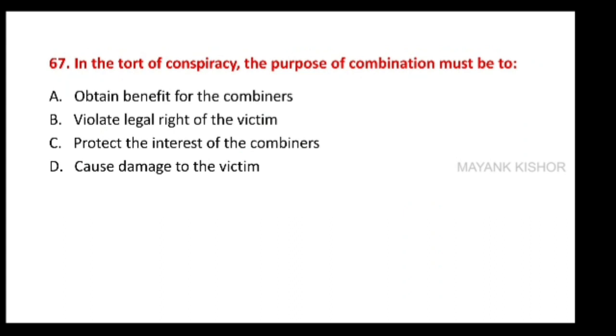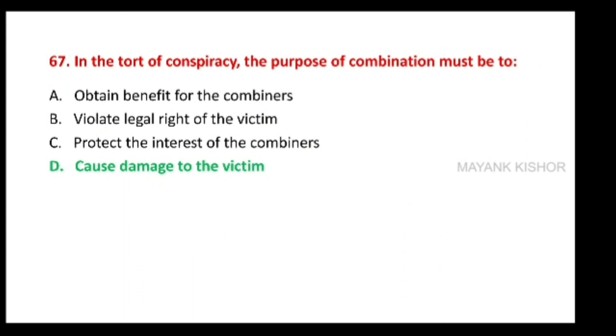Next question, question number 67. In the tort of conspiracy, the purpose of combination must be to option A, obtain benefit for the combiners. Option B, violate legal rights of the victim. Option C, protect the interest of the combiners. Option D, cause damage to the victim. And the correct answer is option D, cause damage to the victim.